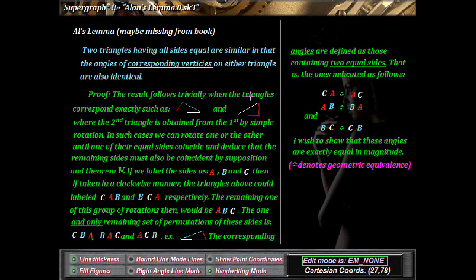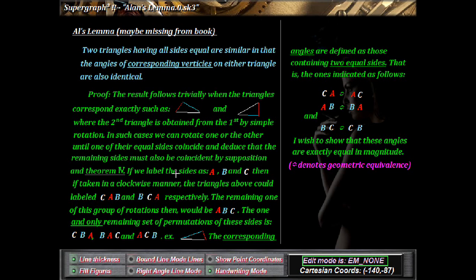Okay, they are simply rotations away, where the second triangle is obtained from the first by simple rotation. In such cases, we rotate one or the other until one of their equal sides coincide, and deduce that the remaining sides must also be coincident by supposition and theorem 4. Okay, I'm glad that I didn't forget. We still need theorem 4.